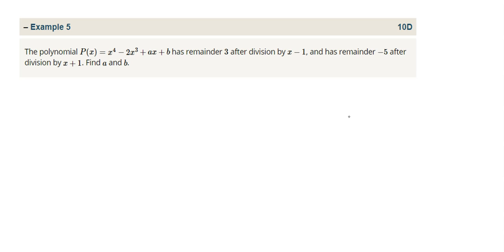This is example 5. So that polynomial has a remainder 3 after a division by that, and has a remainder of negative 5 after a division by that. Find A and B. Complicated, but not actually that complicated once we go look at it.